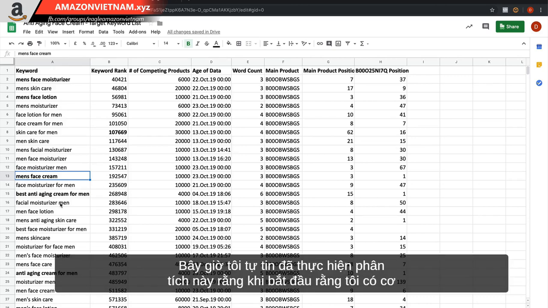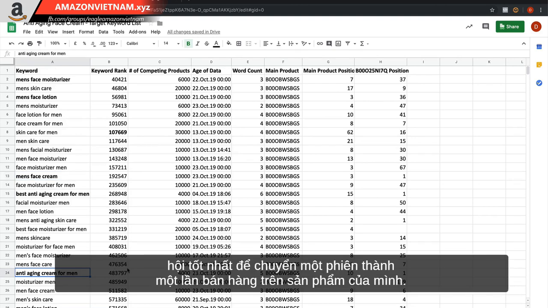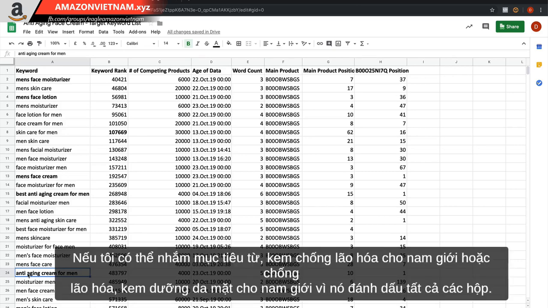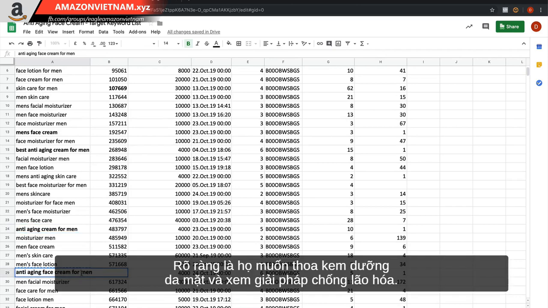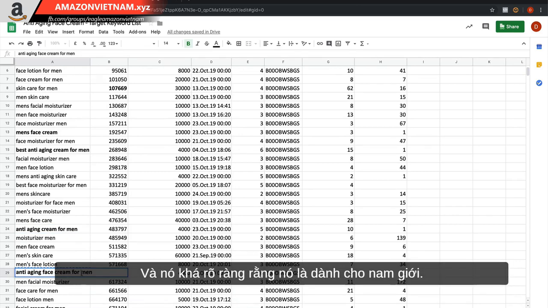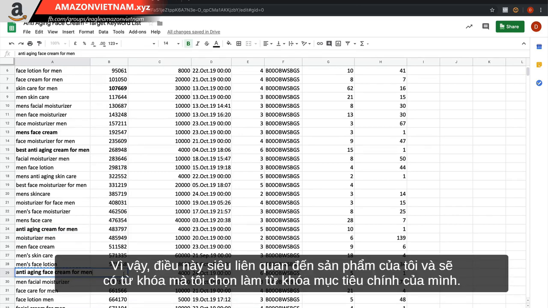Now, I'm confident, having done this analysis, that when starting out, I have the best chance of converting a session into a sale on my product if I can target the word anti-aging cream for men or anti-aging face cream for men, because it ticks all of the boxes. It quite clearly states they want a face cream, anti-aging solution, and it quite clearly states it's for men. So this is hyper relevant to my product and is going to be the keyword that I choose as my main target keyword.